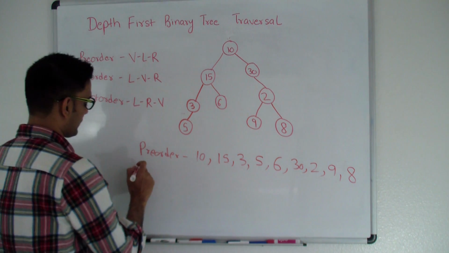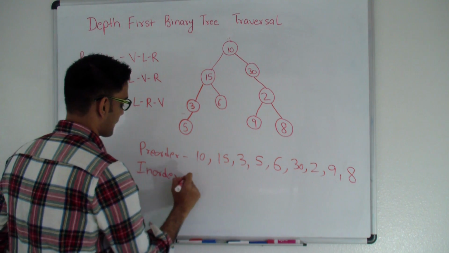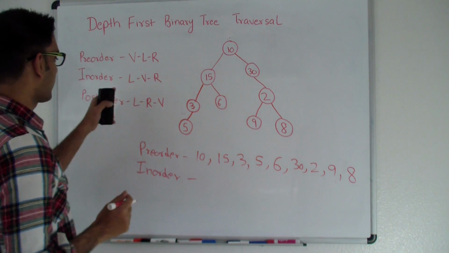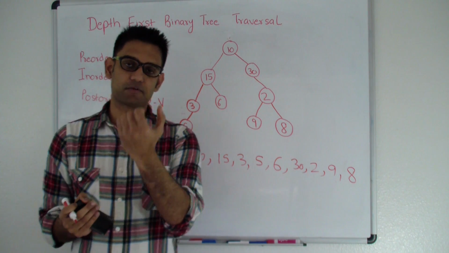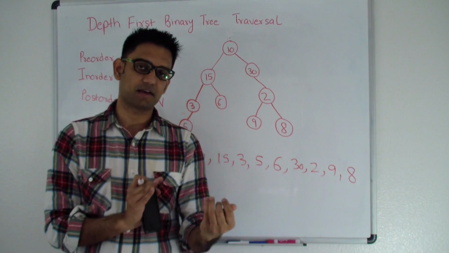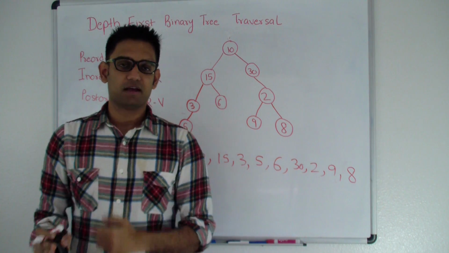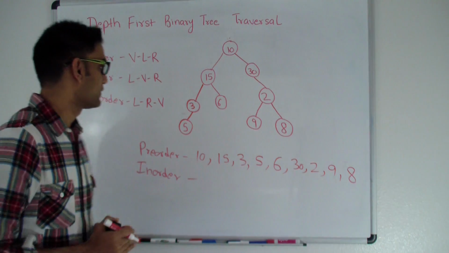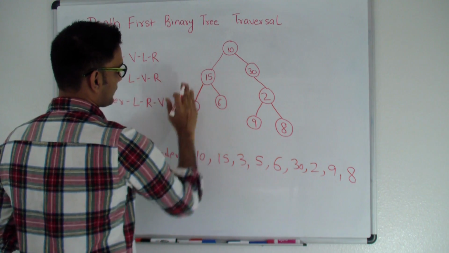Let's see what inorder means. Inorder is left, visit, and right. What it means is before printing the root, I'm going to print everything on the left side, then I'm going to print the root, and then I'm going to print everything on the right side and do this recursively for every node. So here, before I print 10, I'm going to print everything on the left side.